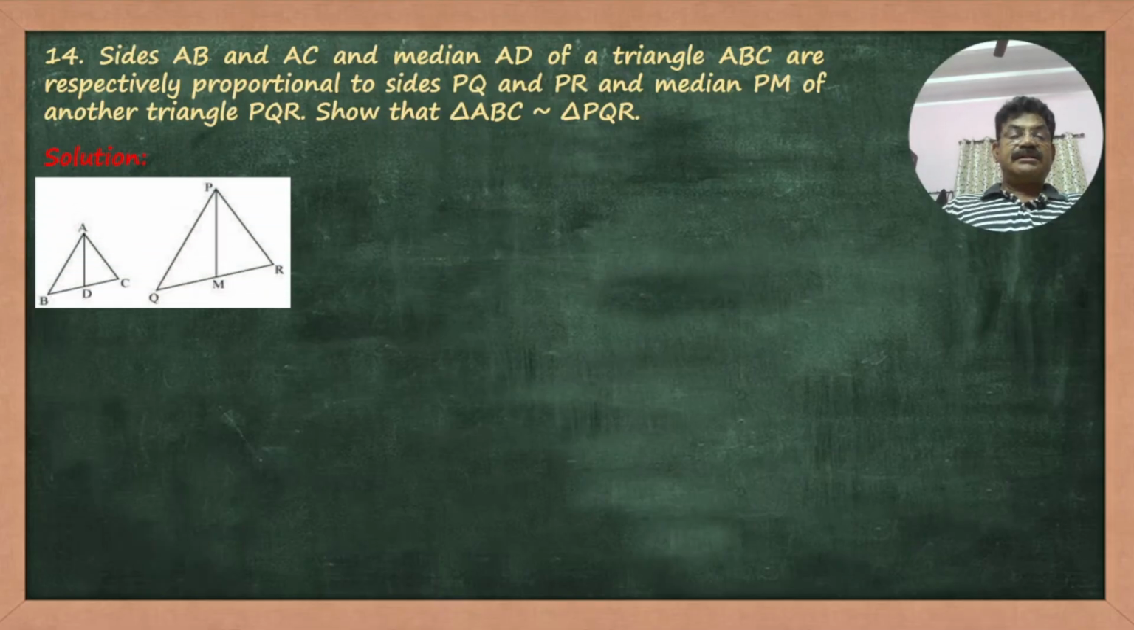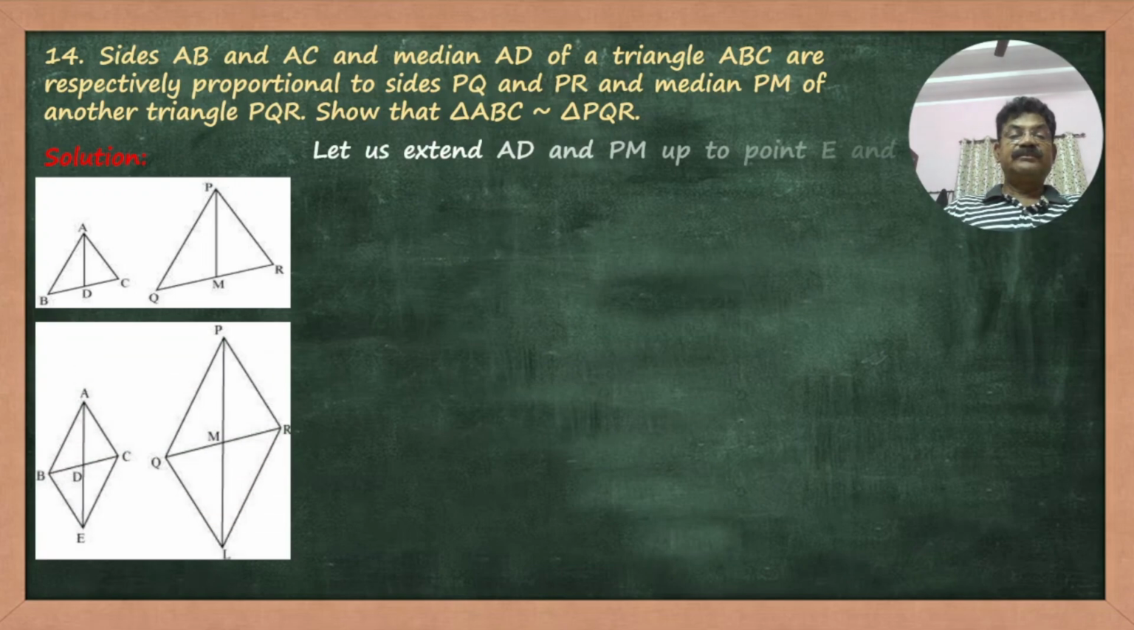So these two triangles are given. ABC, AD is the median. PQR, PM is the median. Now I complete the parallelogram for each triangle like this.